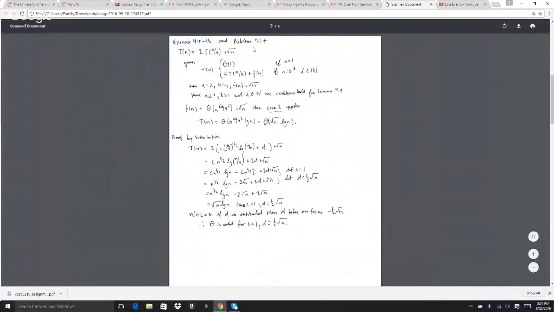Now what if I subtracted the lower order term? If d is subtracted, then d takes on the form, because everything else is constant through here, of negative. So instead of d being positive 1/2 times square root of n, it'd be negative square root of n. Therefore, theta is valid as the asymptotically tight bound for c equal to 1 and d equal to plus or minus 1/2 square root of n. So again, this is for exercise 4.5-1b and problem 1.1f.